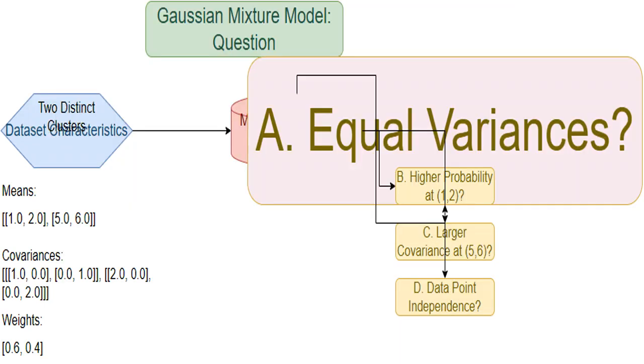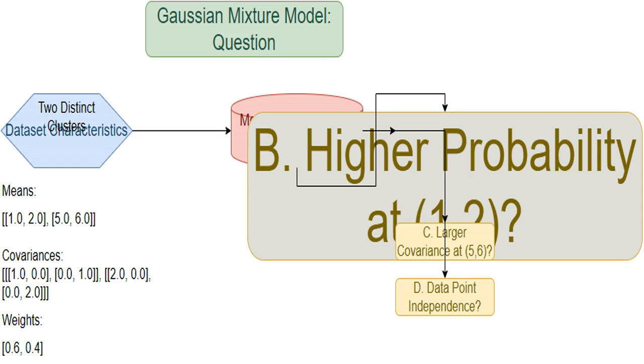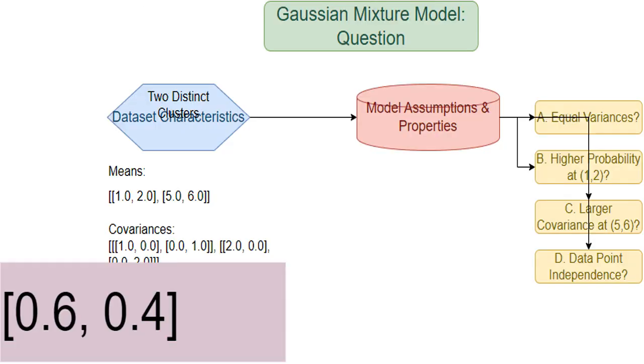I compare the covariance matrices. The second cluster's covariance matrix has larger values, 2, compared to the first cluster, 1. Therefore, the data points in the second cluster are more spread out. The Gaussian mixture model assumes that data points within each cluster are independent. This means the location of one data point doesn't influence the location of another within the same cluster. It's a key assumption. The covariances show different variances for the two clusters. Therefore the answer is false.